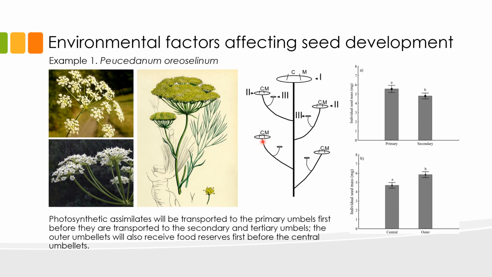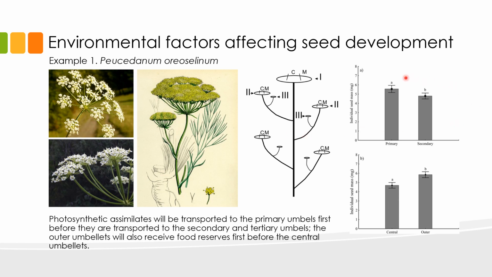Now each umbel is in turn made up of umbellets. The 2 pictures on the left show you umbellets within an umbel. In this picture, for example, we have 1, 2, 3, 4, maybe 16 to 18 umbellets. So when photosynthetic assimilates are transported to the floral structure, they will first go to the primary umbels. And within an umbel, the outer umbellets will be the first to receive photosynthetic products before the central umbellets, just because these organs were produced first.